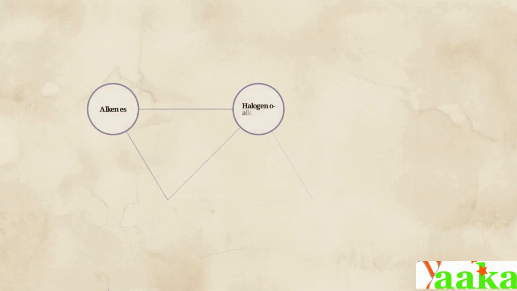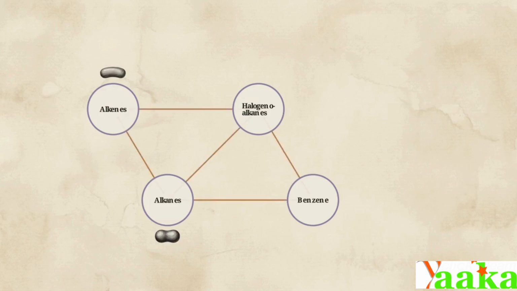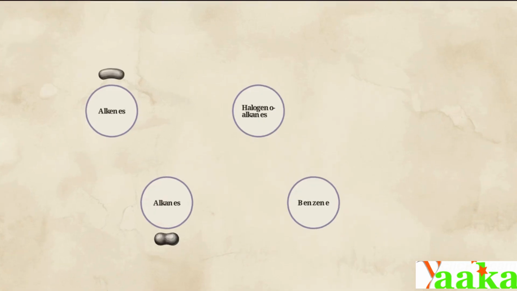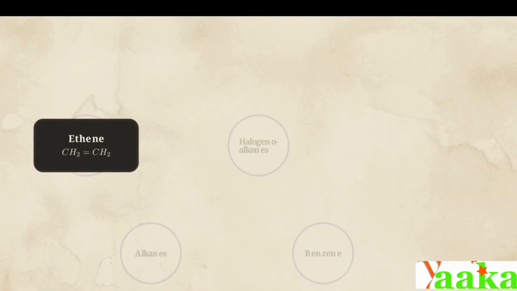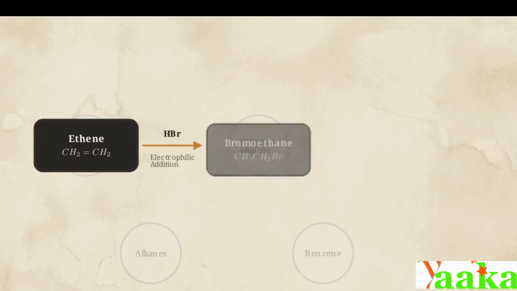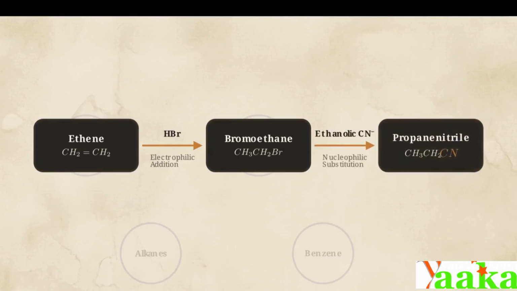Our synthesis map is now fully populated. Hybridization, pi bonds, and polar bonds connect these different families, allowing us to predict the behavior of complex molecules. We trace these pathways to engineer specific compounds. Converting ethene into propanonitrile requires an initial electrophilic addition with hydrogen bromide, followed by a nucleophilic substitution with ethanolic cyanide to extend the carbon chain.